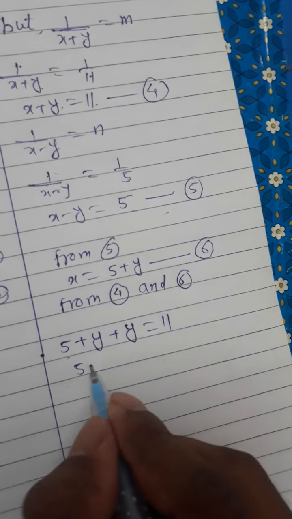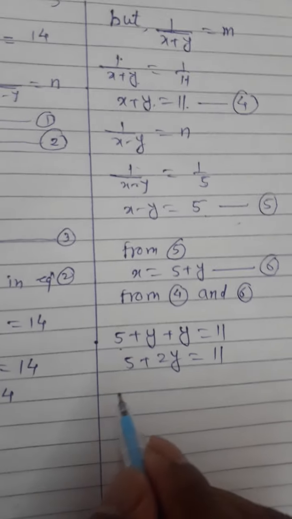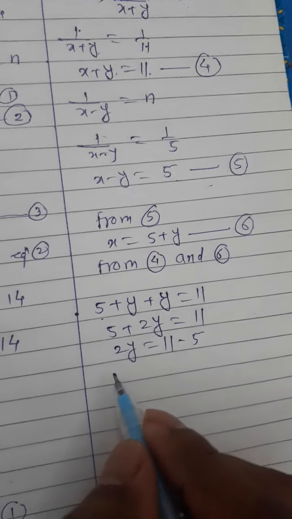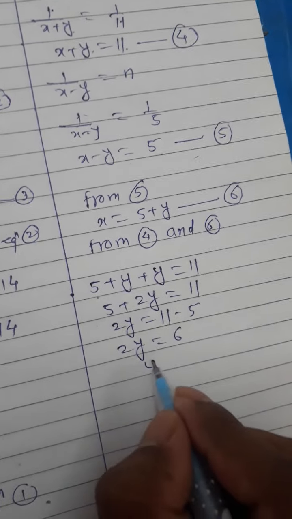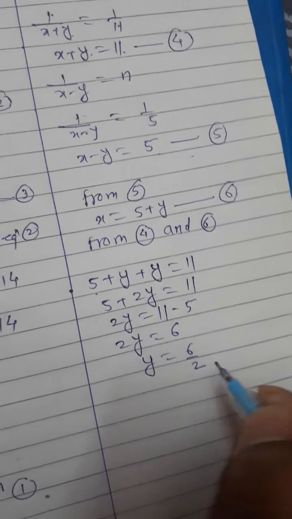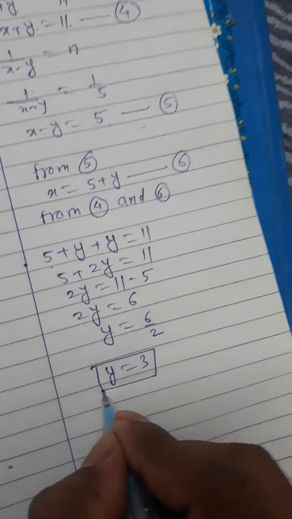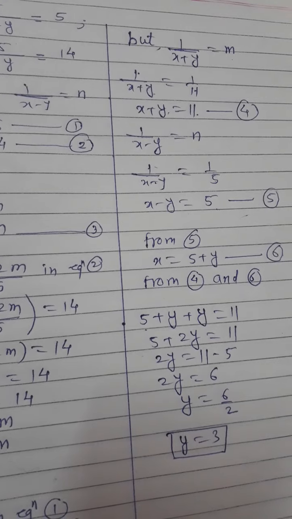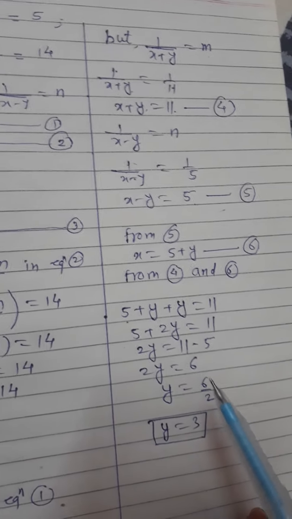Therefore 5 plus y plus y is 2y, it is equal to 11. So 2y is equal to 11 minus 5. Therefore 2y is equal to 11 minus 5, 6. Therefore y is equal to 6 by 2. Therefore y is equal to 3. Therefore the solution of this equation is, the value of x is remaining.